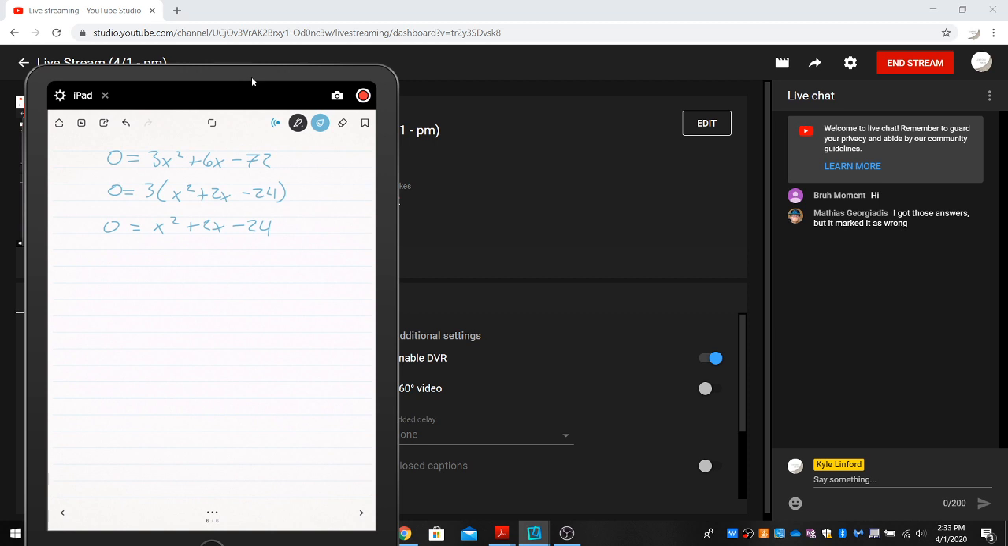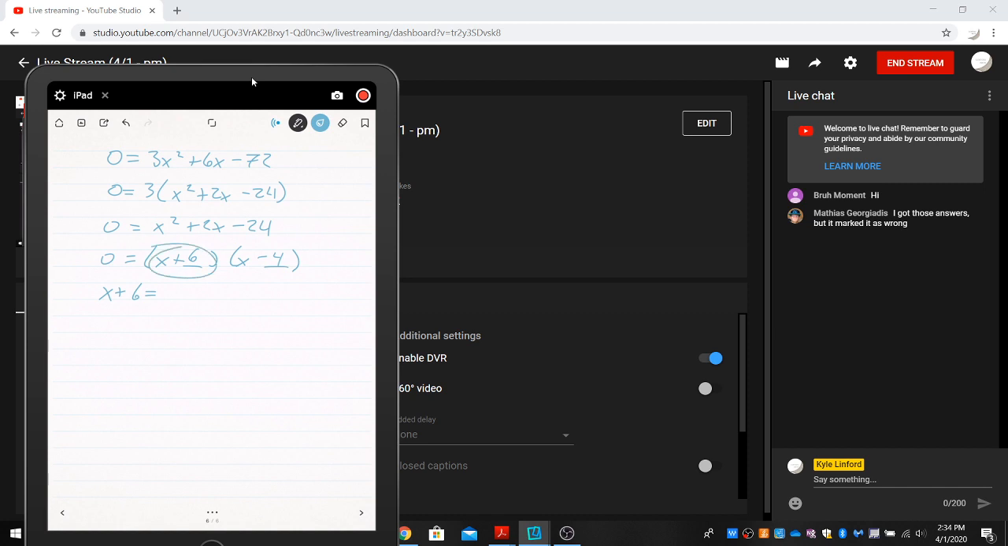Well, this is very easy to factor. Let's see. It's going to be two binomials. The leading terms are both going to be x's. Then I need to think what multiplies to give me negative 24, but adds to give me 2. I'm thinking positive 6 and negative 4. That would give me negative 24, but add to give me positive 2. And here are my two factors. They're both set equal to 0, so let's solve each one.